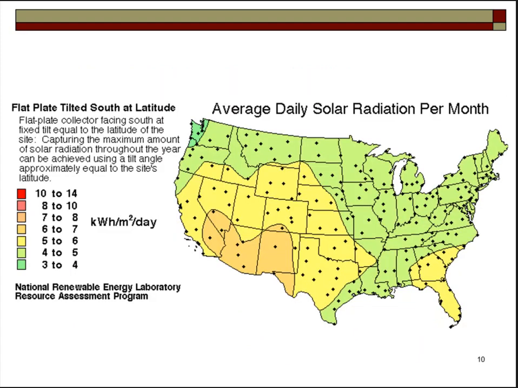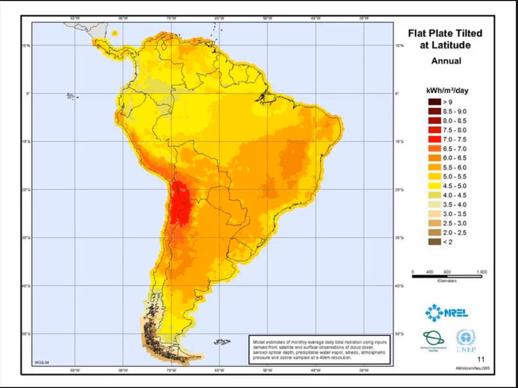The map of the United States shows the amount of sunlight energy per day at different locations. It is important to note that when the solar radiation is measured at different locations, the surface upon which the sunlight shines is always tilted up towards the sun at an angle from the horizontal equal to the latitude at that location. This is a map indicating the solar radiation per day in South America.